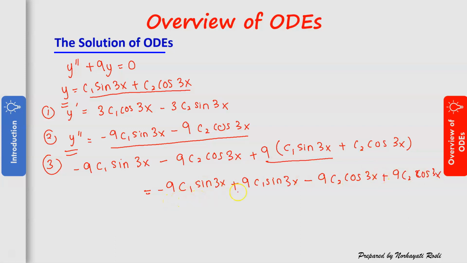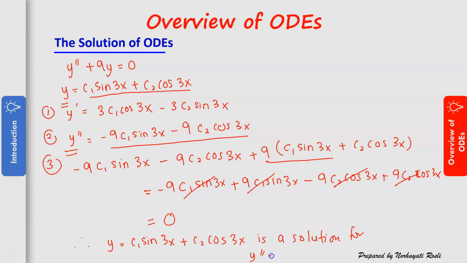And then you can see this will become 0, and here you can cancel out and it becomes 0, which means it is equal to 0. When this is equal to 0, it means you have shown that y double prime plus 9y equals 0. So we can conclude that y equal to c1 sine 3x plus c2 cos 3x is a solution for y double prime plus 9y equal to 0.